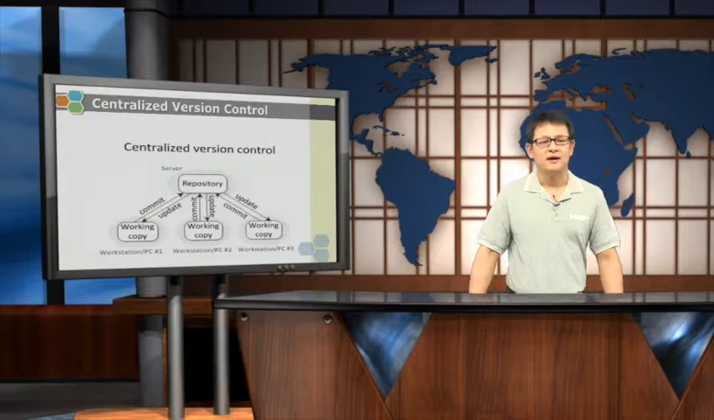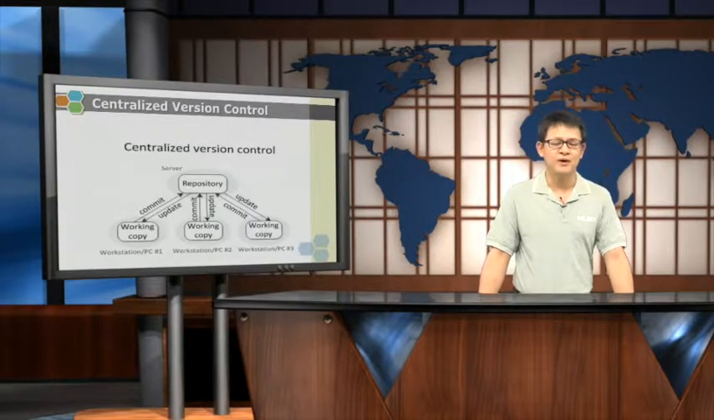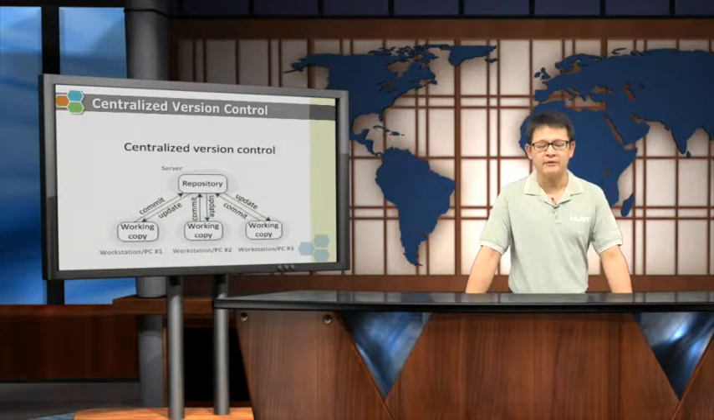The first one, let's go to centralized version control. The idea of this is that you have only one centralized repository. Every developer who wants to work with this repository will commit and update directly from this repository. For example, here we have 3 working copies, and every time they do commit or update, they will do it directly with the centralized repository in this case.